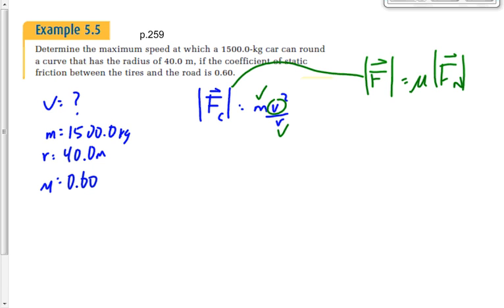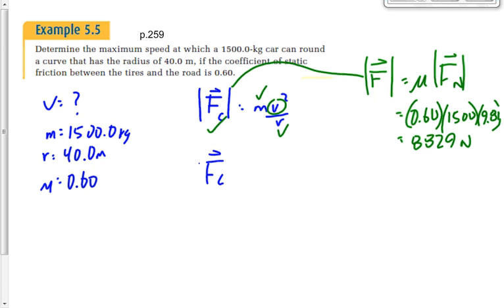Mu is 0.60, and the normal force, we're going to assume a flat horizontal curve here. We're going to say the normal force is m times g, or 1,500 times 9.81. Here we get a force of 8,829 newtons. That's my force of friction, but since friction causes the centripetal force, then that's also going to be my centripetal force. Now all I'm going to have to do is rearrange this to solve for v.